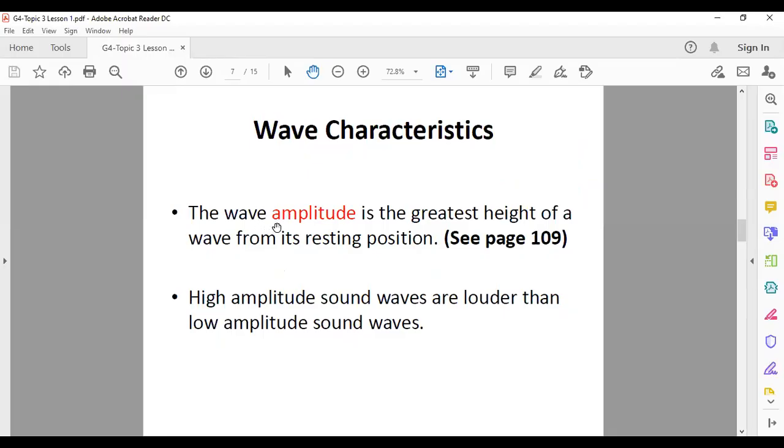Again, the wave amplitude is the greatest height of a wave from its resting position. For example, sound waves with high amplitude are louder. Sounds that are louder have high amplitude, and soft sounds have low amplitude. When you are shouting, your voice has high amplitude. When you are whispering, the amplitude is low. Okay, this is just for example.